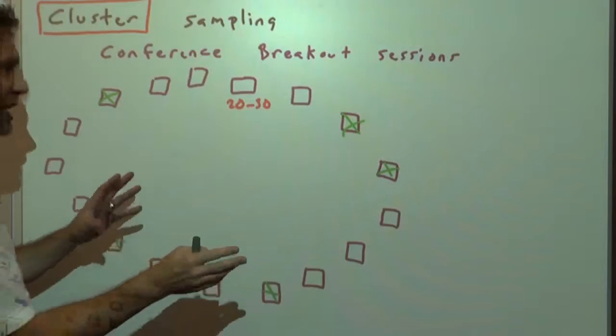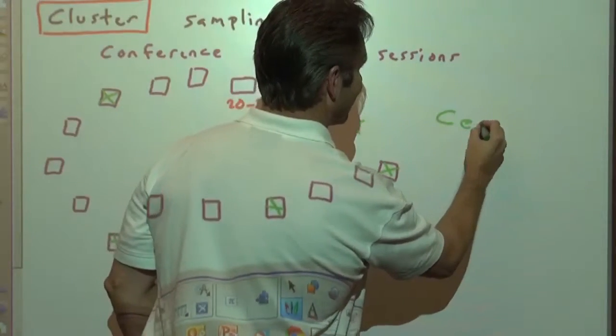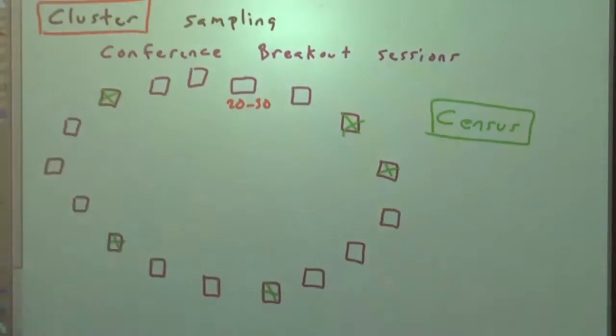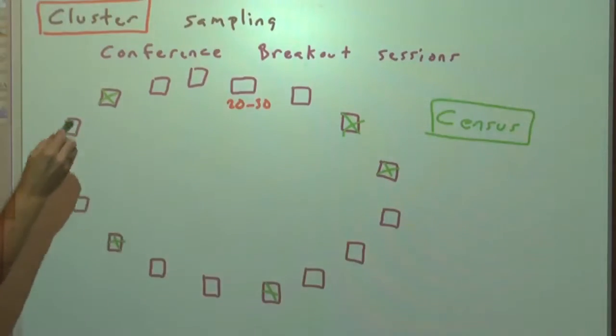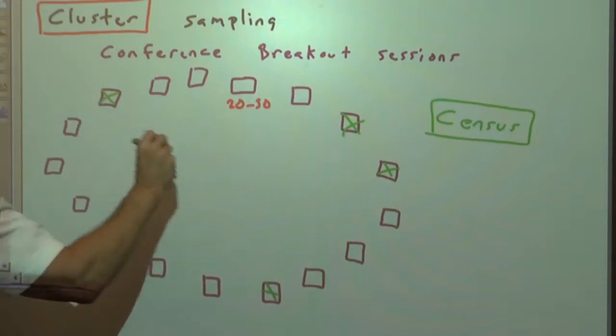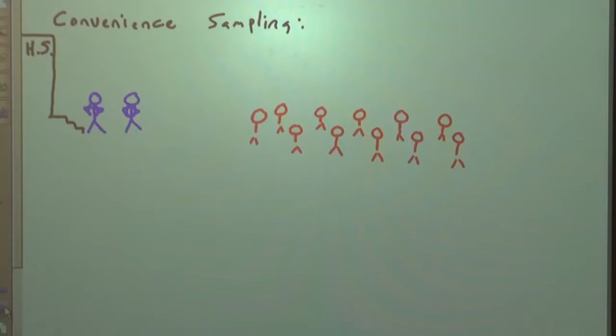Then we will go into each of those rooms and we'll sample everybody. We'll take a census, which is what you call a sample where you sample everybody in that particular little population. So in cluster sampling, we're going to go into each of those rooms, but we're not going to take a little random sample in those. We're going to sample everybody in each of those rooms. That's cluster sampling.